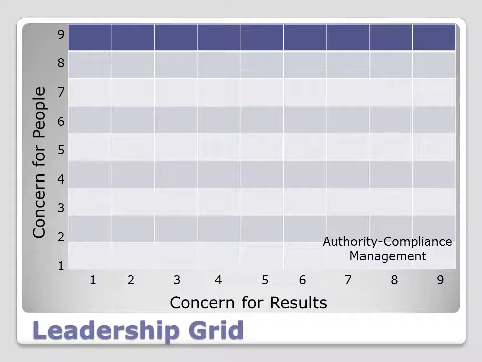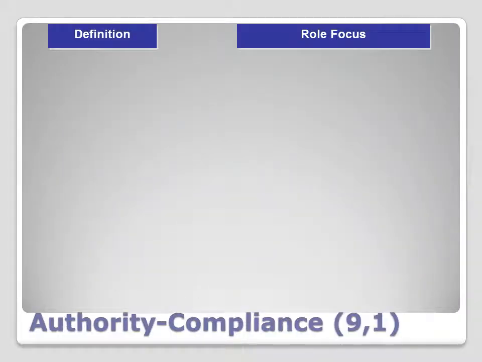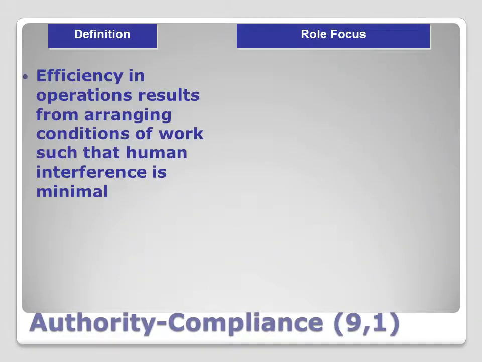So the first one we're going to look at is the authority-compliance management style. In it, we see efficiency in operations results from arranging conditions of work such that human interference is minimal. So a few words just in that definition become really, really important. First, efficiency. It becomes really important that things get done, and get done well and in a timely manner. And then you also notice this phrase, that human interference is minimal.